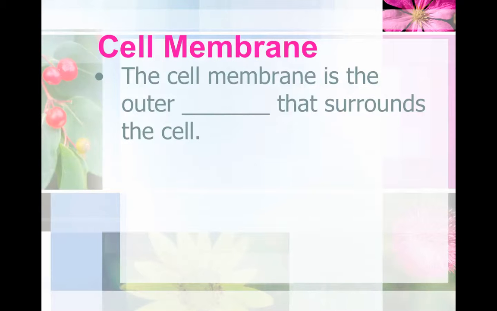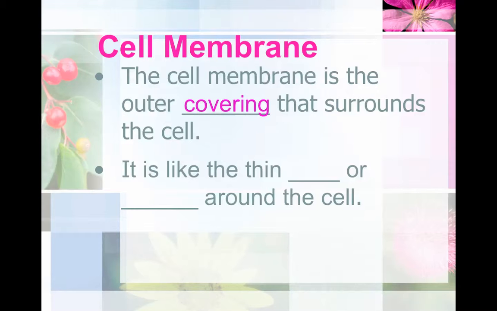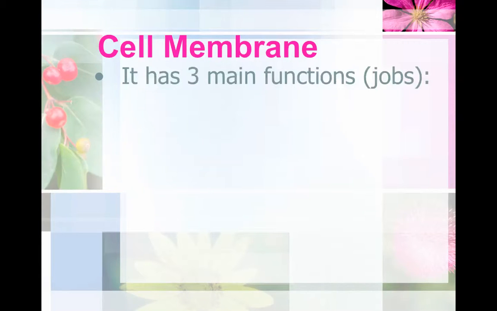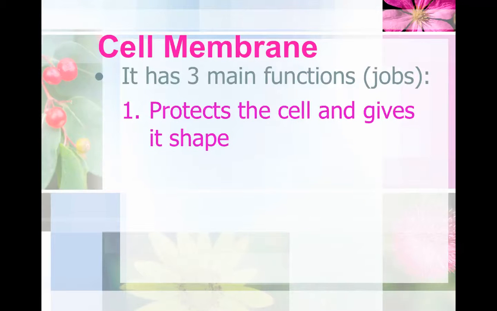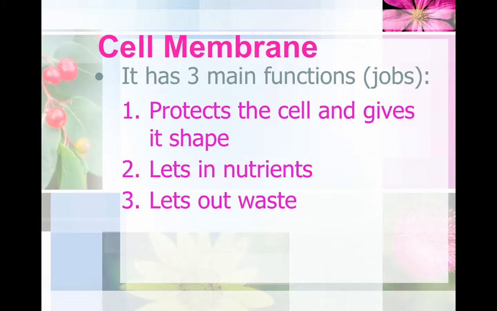The cell membrane is the very first one we're going to talk about. It's the outer covering that surrounds the cell. It is the thin skin or barrier around the cell, and it has three main jobs. It protects the cell, gives it its shape, lets in nutrients, and lets out waste. If the cell is damaged, that may cause disease.